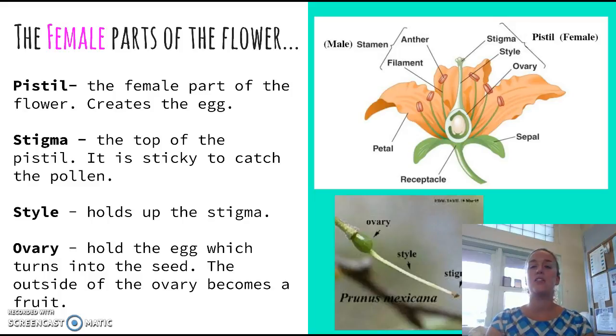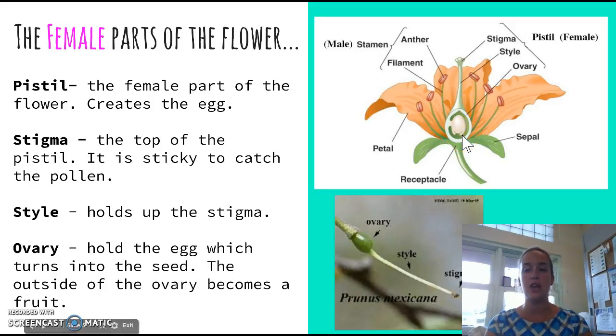All right. The style is this middle part here that is holding up the stigma so that it is on the very top of the flower, so it's easy for it to catch pollen, and the ovary is the very bottom where the egg is held. All right. The outside of the ovary right here will eventually become the fruit if it is a fruit-bearing plant. So the apple that you eat is the outside ovary, and the inside would be the apple seeds.